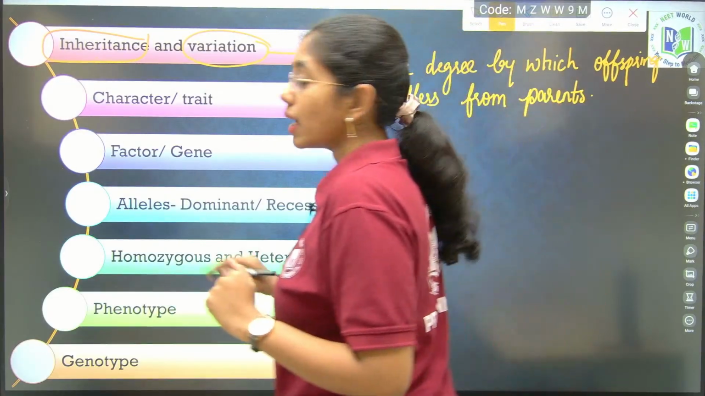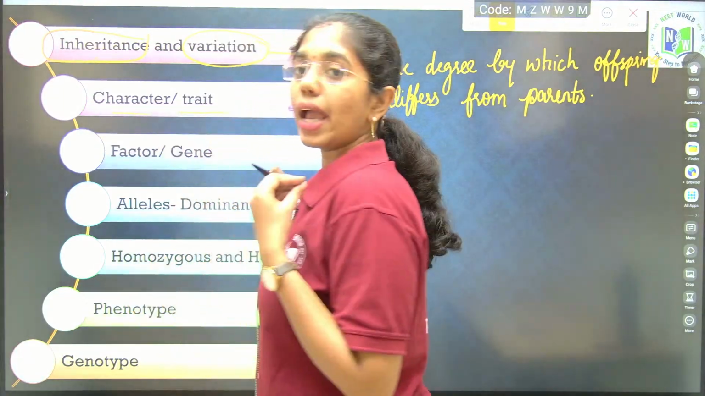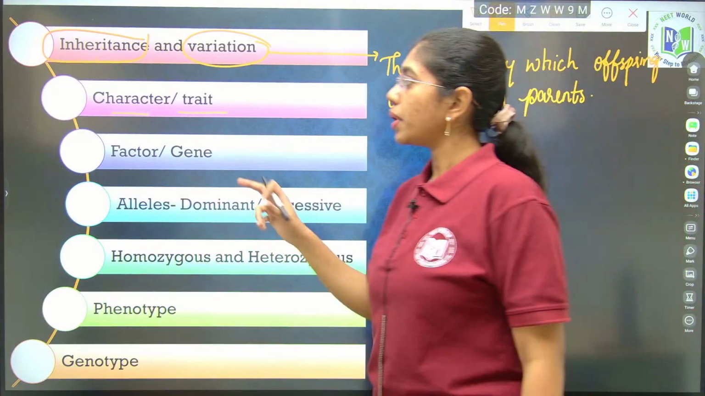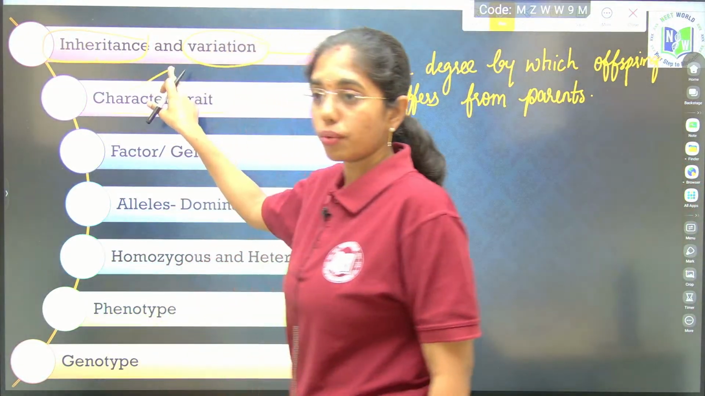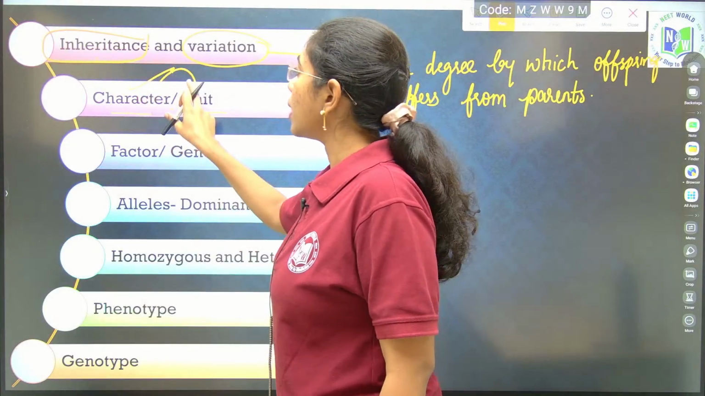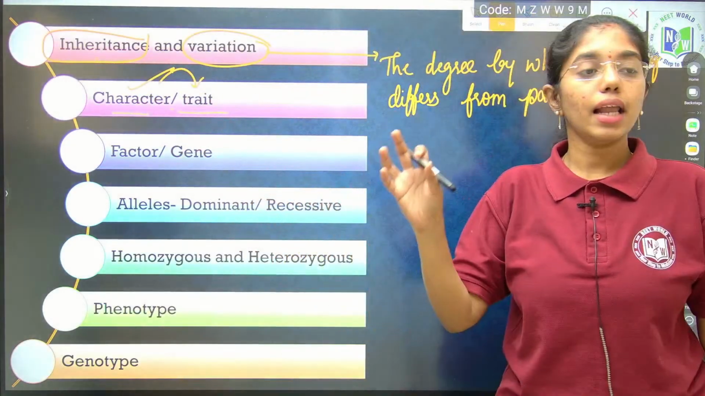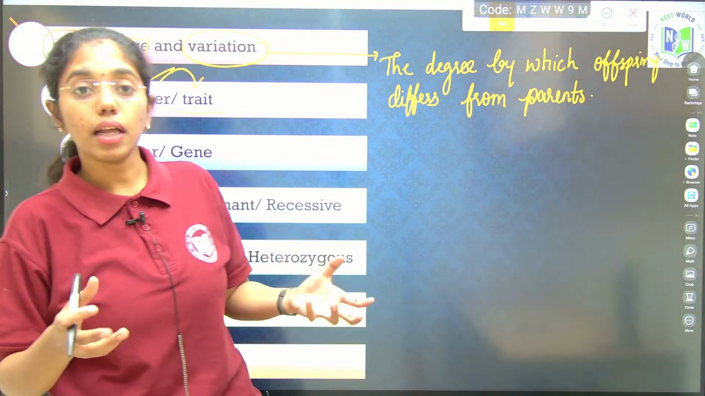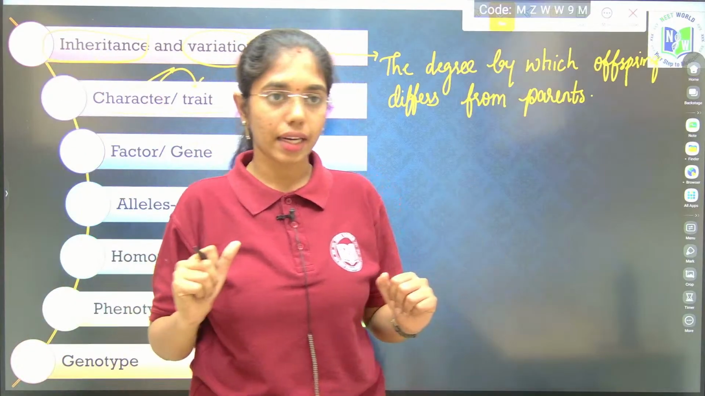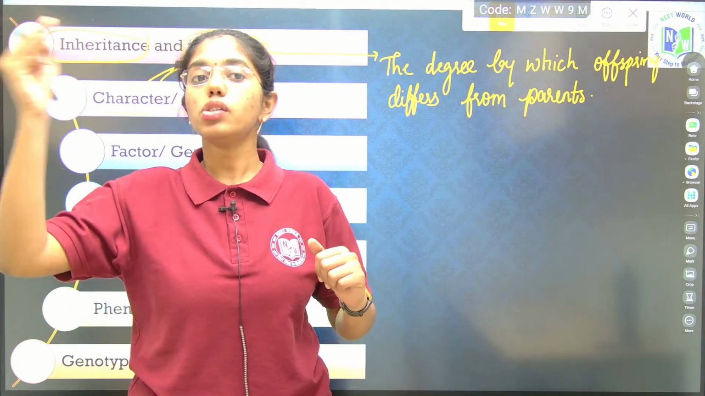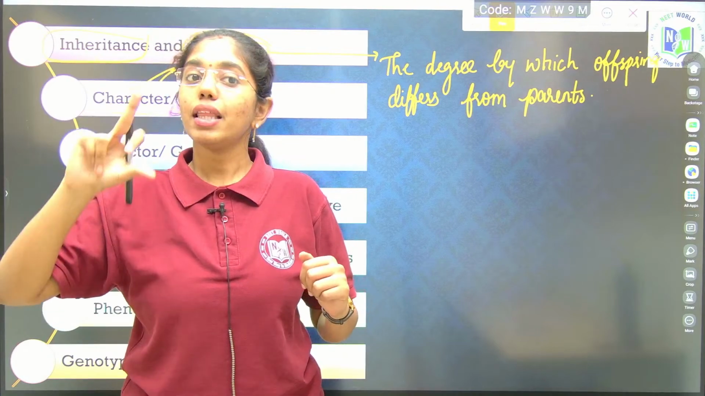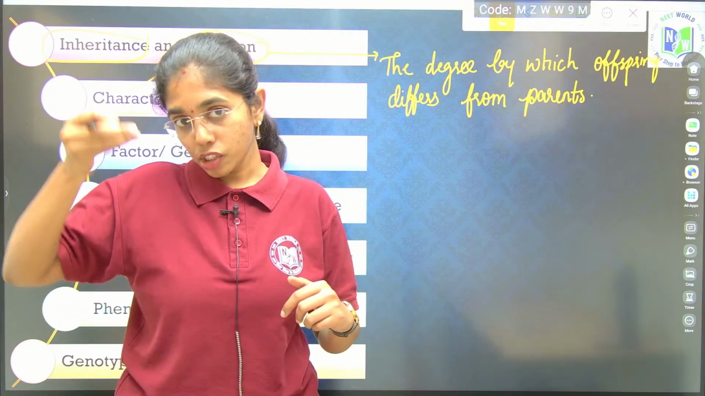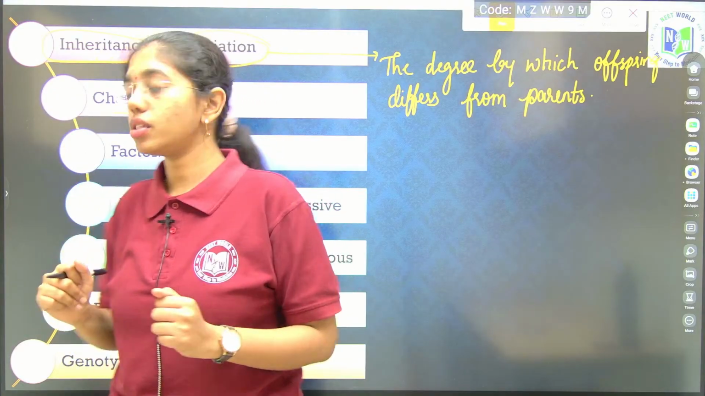And next is character or trait. Any physical appearance is addressed as character, which is phenotype. For example, hair color is black is one character, and eye color, skin color, height, all these are characters. For example, if tall height is transferred to the next generation, then that character is addressed as a trait. Whichever characters are transferred to the next generations, those are addressed as traits.